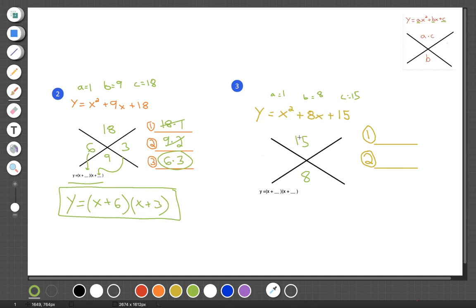What are the numbers that multiply together to get 15? Well, the easy thing is always 15 and 1. And I think 5 and 3 would be the other one. Which of these are going to add together to get 8? Well, it's not 15 and 1, so it must be 5 and 3. Yeah, 5 plus 3 is 8. So finally, I'm going to write my factored form, x plus 5 times x plus 3. There you go.